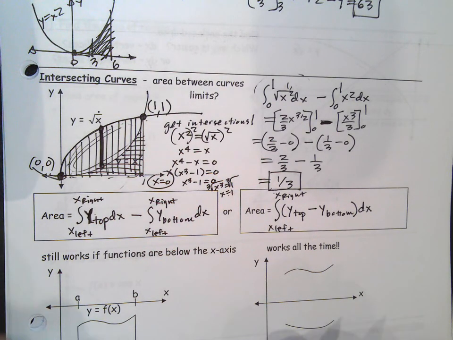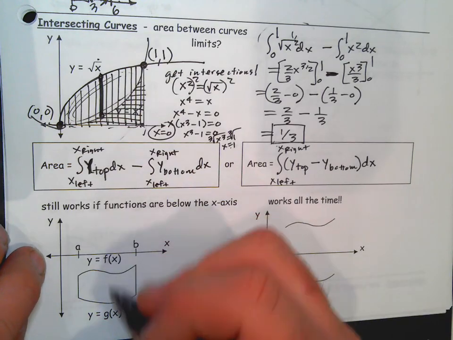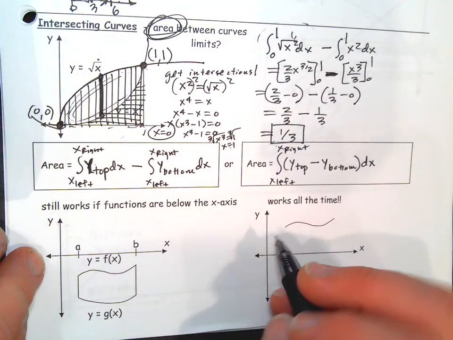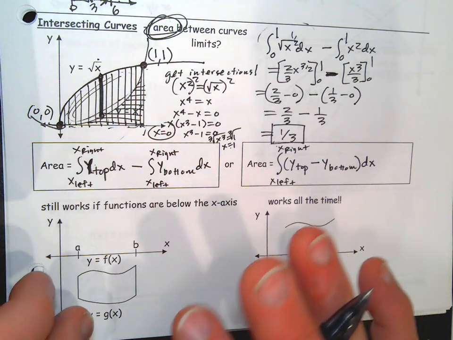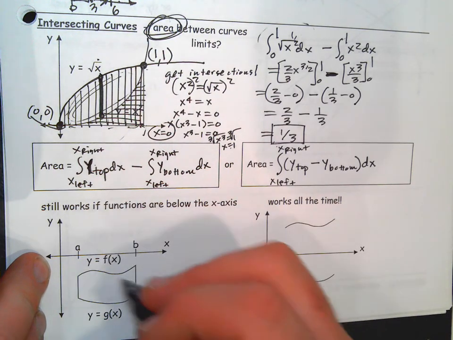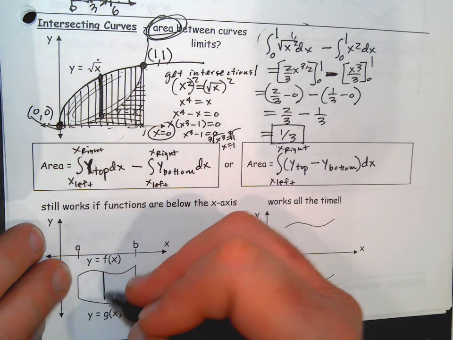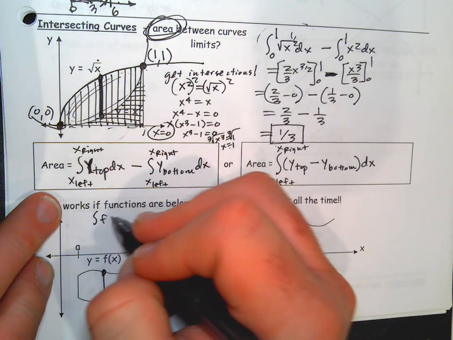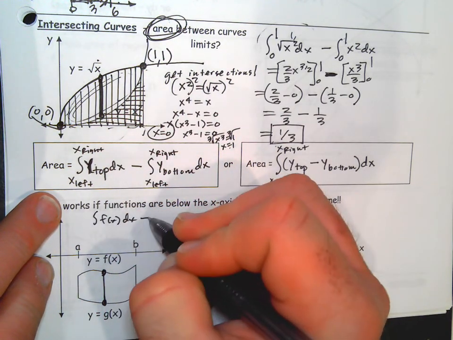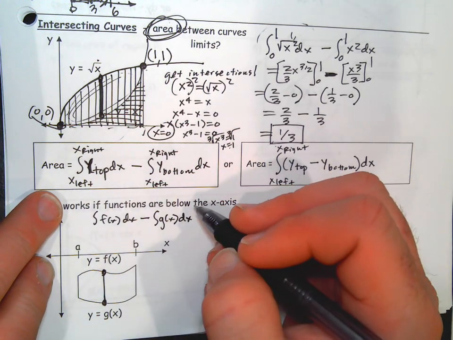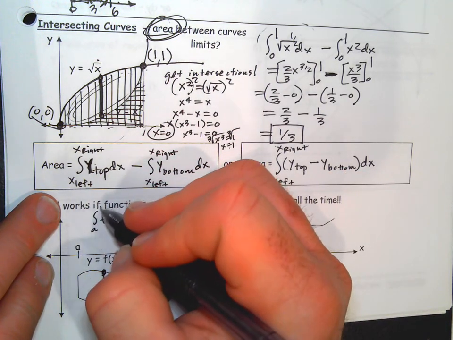Now, what if the functions are below the x-axis? We are literally looking for area. It has to come out positive. It cannot come out negative anymore. So if both functions are below the x-axis, you still want to just do top minus bottom. You want to do f of x dx minus g of x dx. You want to do the higher curve minus the lower curve, no matter what.